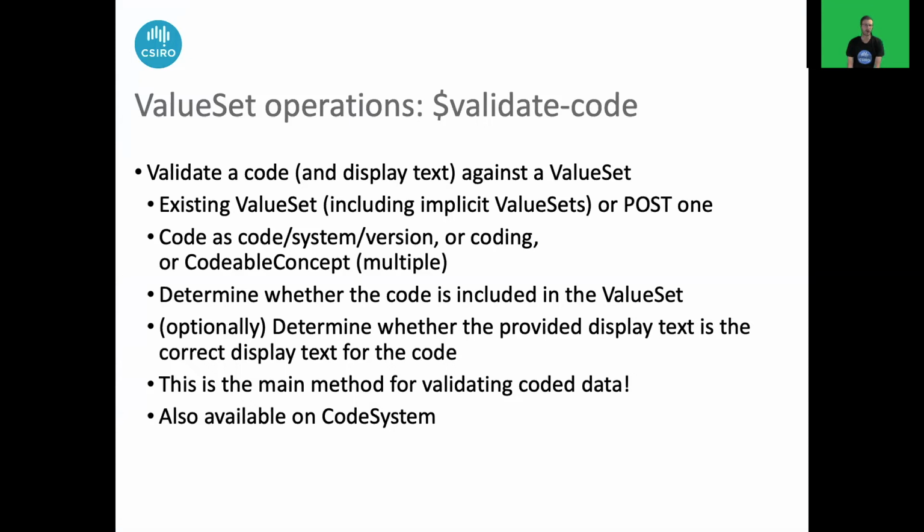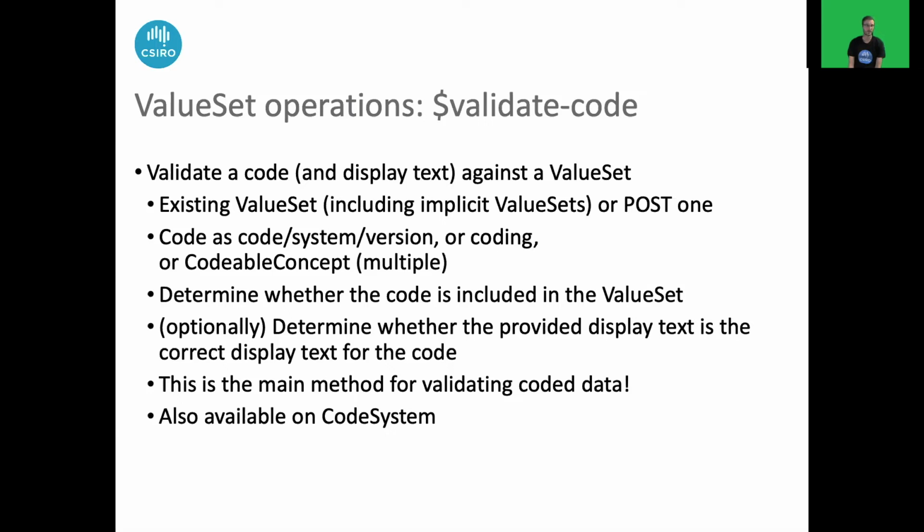The first and most important operation for this context is the validate code operation. Validate code allows us to take a code and to take a value set and to determine whether the code is a member of that value set. And as a bonus, if we also receive the display text for the code, we can also check whether that display text is an acceptable display text for that code in the context of that value set. To do that, we can either use an existing value set by passing in the URL of that value set, or using an instance level invocation of the operation, or we can post in a value set as part of the request. The code we can provide either as a code system version combination, or as a coding, or even as a codable concept.